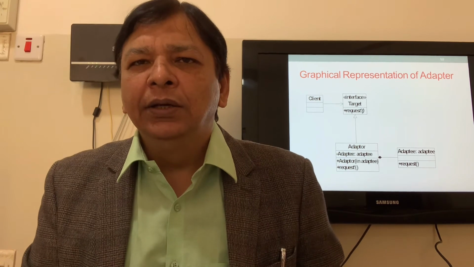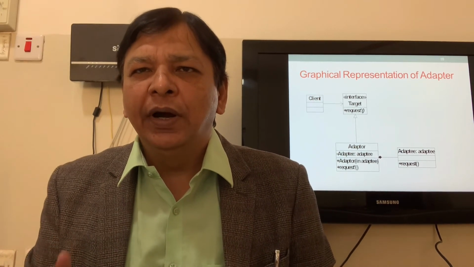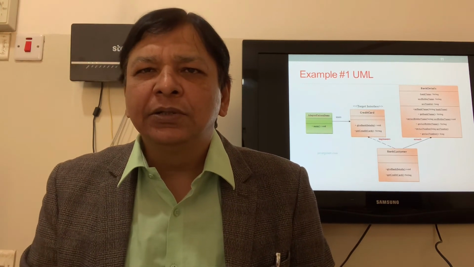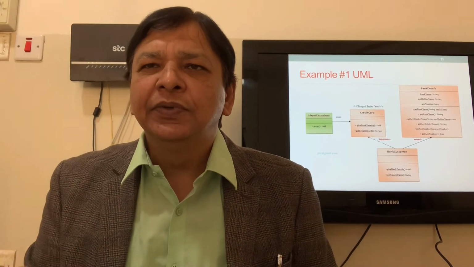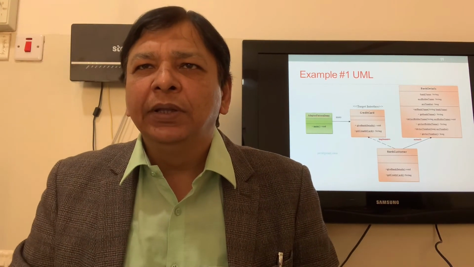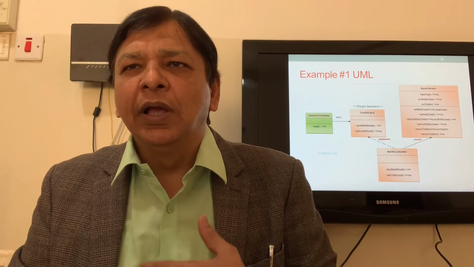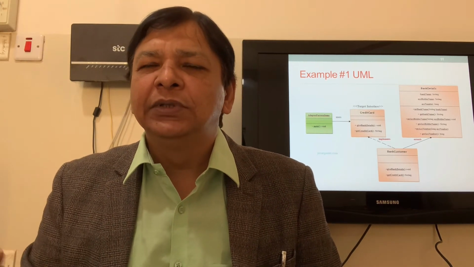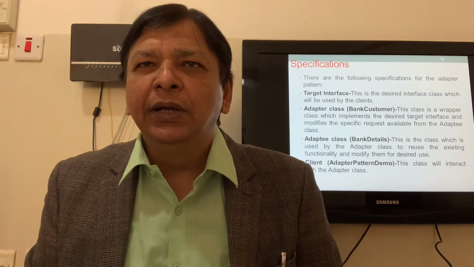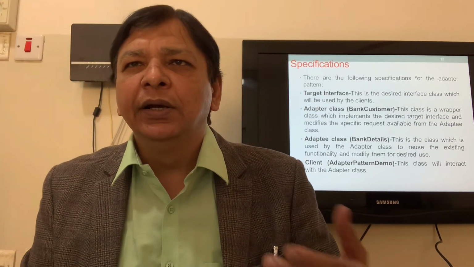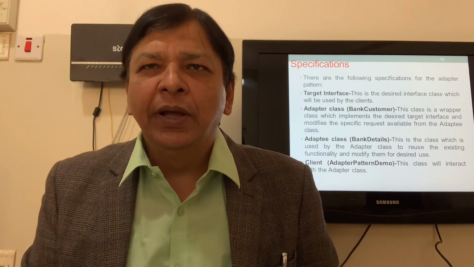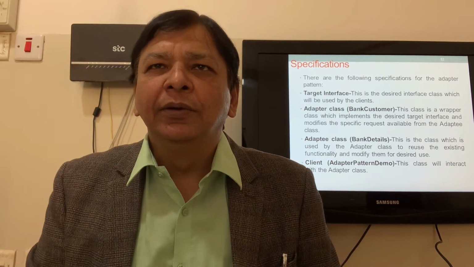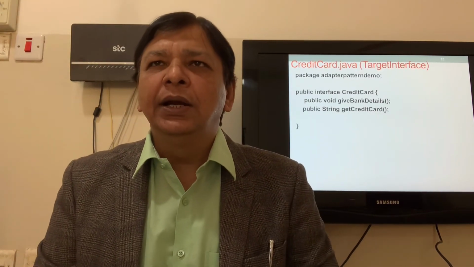So we have client, we have target interface, we have adapter, we have adaptee. So we have credit card interface, and we have bank customer adapter, and we have bank details, which is the adaptee. So we have the main method, the target interface, bank customer implements the target interface and extends the adaptee, which is the bank details. So these are the main classes we are going to have. We have target interface like credit card, we have bank customer adapter class, we have bank details adaptee, and we have the main.